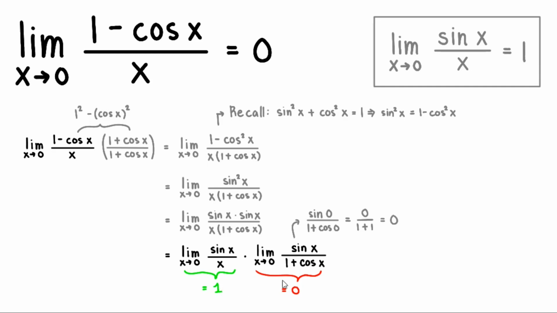So we are given 1 and 0. So we have 1 times 0, or simply equal to 0. And so that is what we want. From the original limit, the limit of 1 minus cosine x over x as x approaches 0, we arrived at 0 by certain steps. And this is exactly what we want. So that proves the second special trigonometric limit.